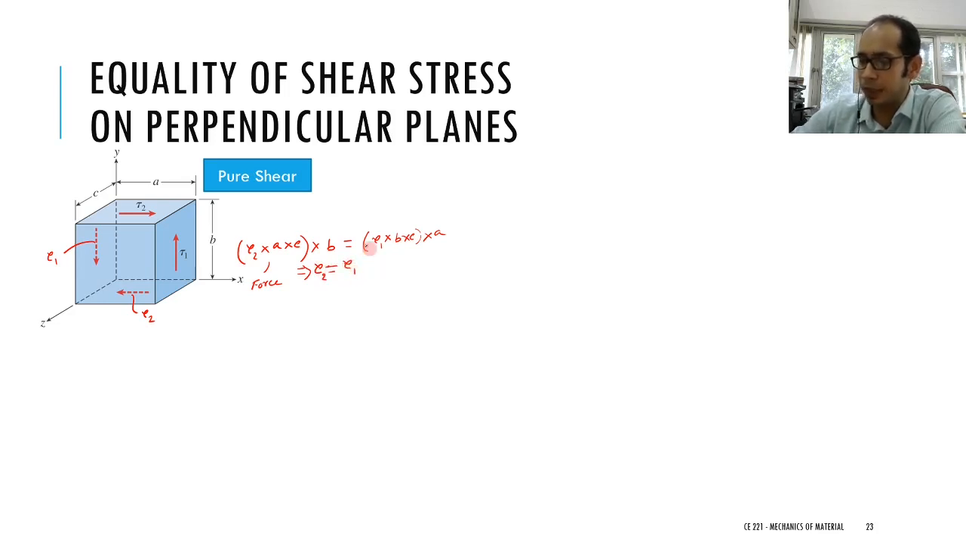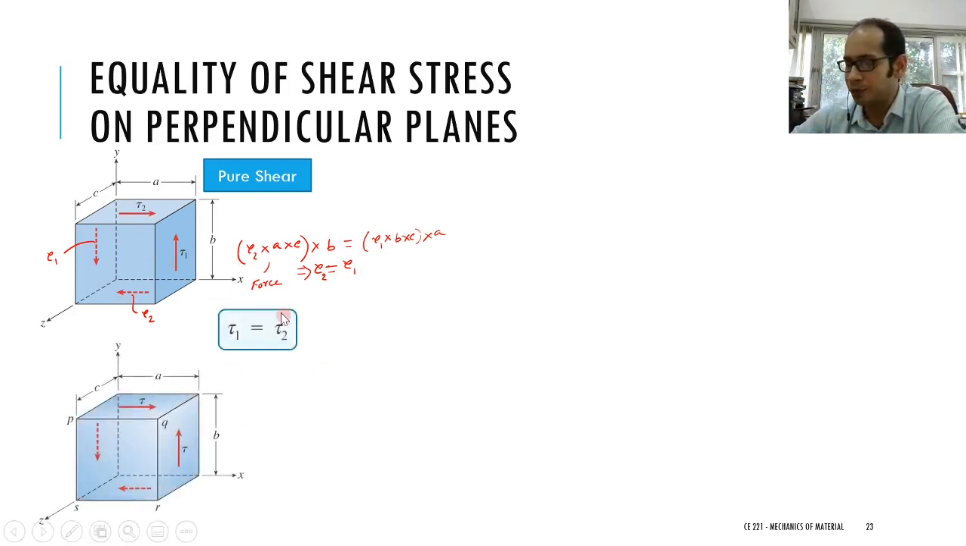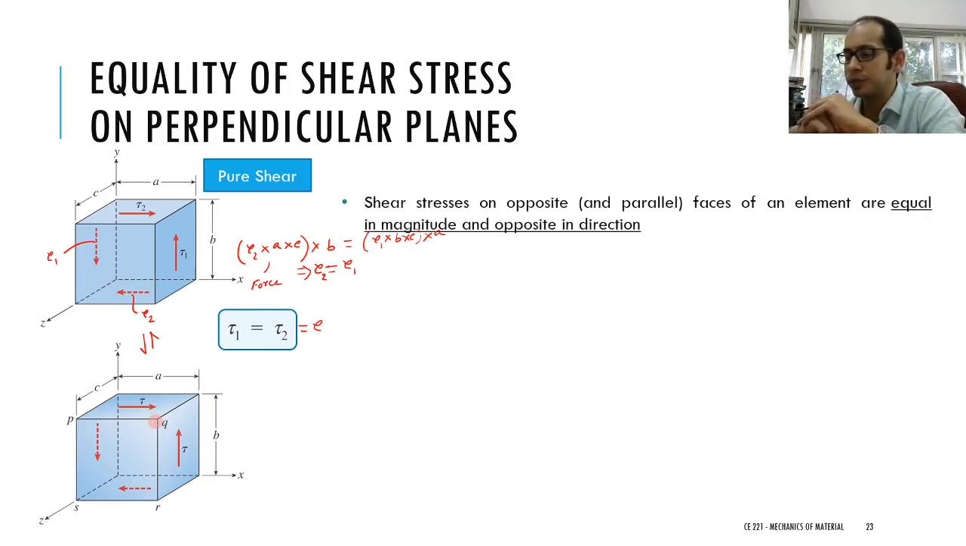So these stresses are essentially complementary. It's amazing. If you have one tau over here, that in turn generates all these different forces in this particular element. So we looked at how tau 1 must be equal to tau 2, which we can simply call tau. So you have a tau acting at all the different faces of this element. What does that lead to? That leads to the notion that shear stresses on opposite and parallel faces are equal in magnitude and opposite in direction. Now, there is a convention for shear stresses.